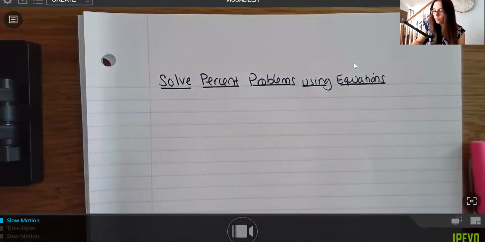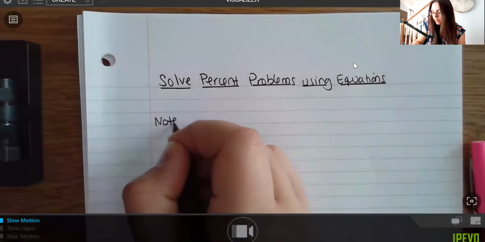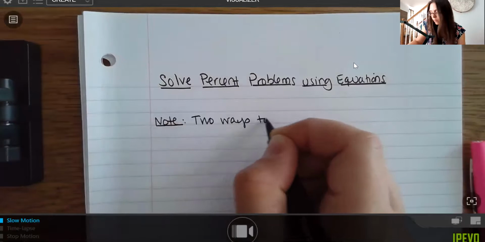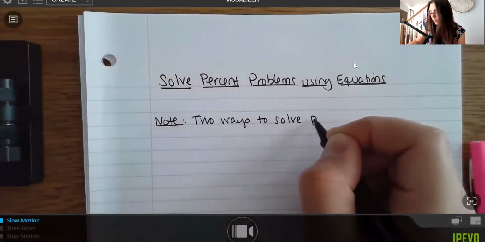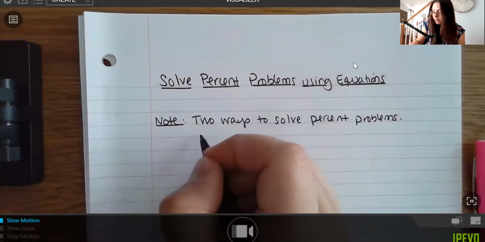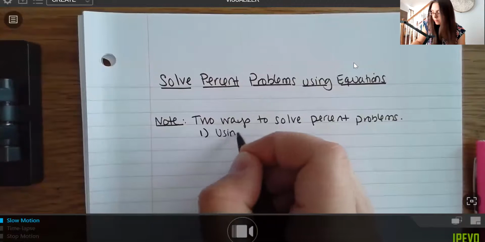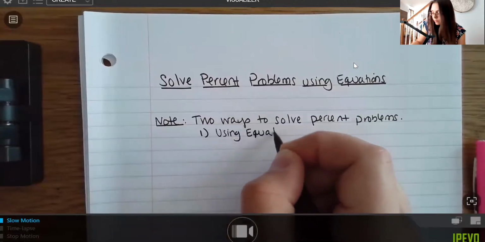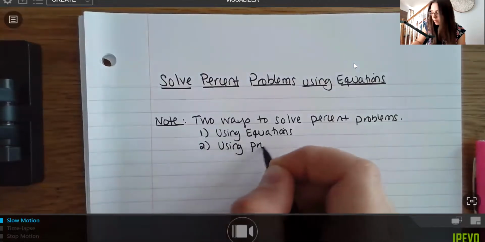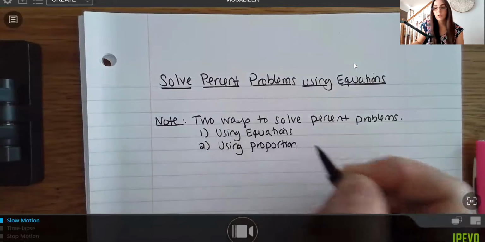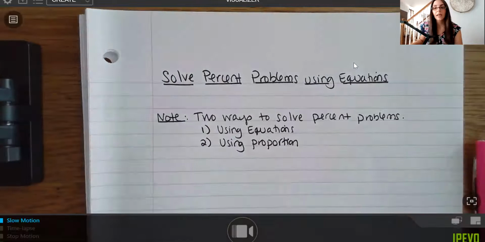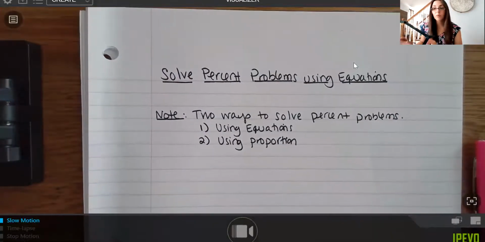So before we get into this, I do want to make a quick note here that there are actually two ways to solve percent problems. The first way is using equations. And the second way is using proportions, which we saw already. Now, both of these are valid methods and ways to solve percent problems.